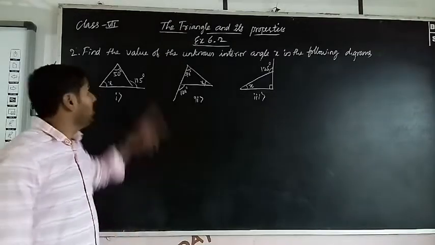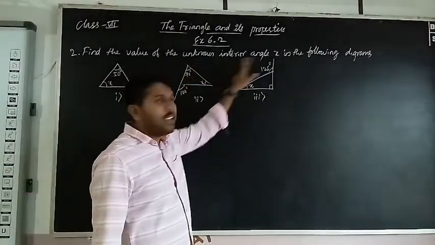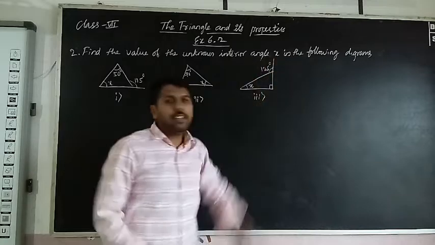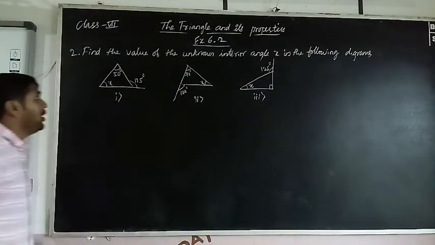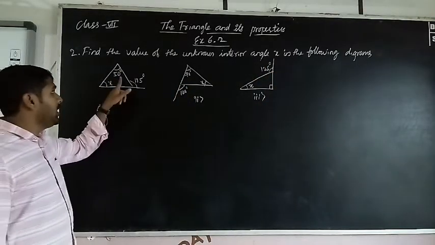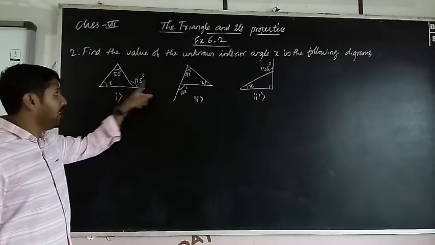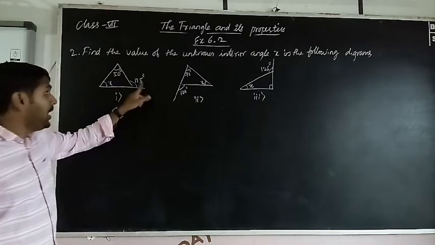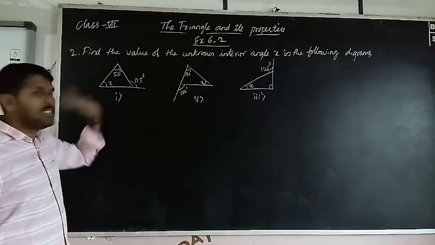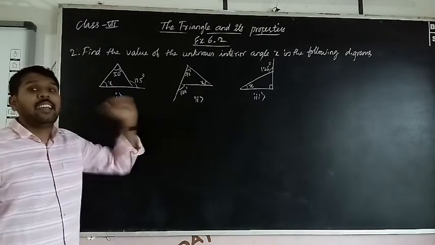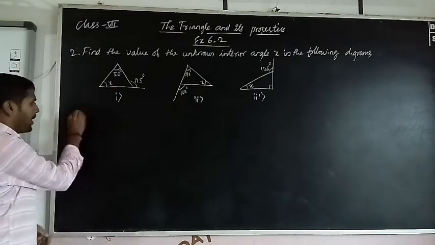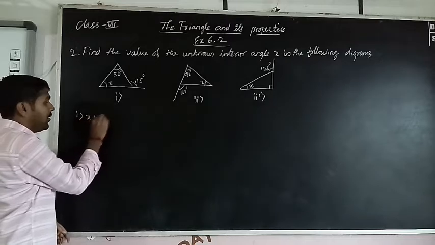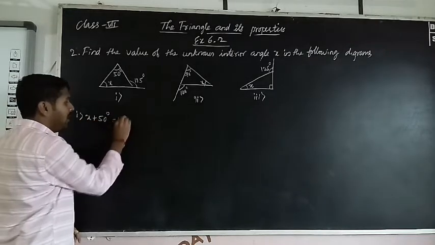Next, second question. Find the value of the unknown interior angle x in the following diagrams. So how to find the value of x? Here these two are interior opposite angles for the exterior angle. That means 115 equals x plus 50. Why? Exterior angle property. So first one: x plus 50 degrees equals 115.